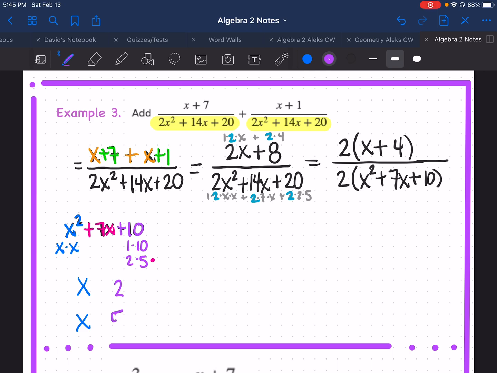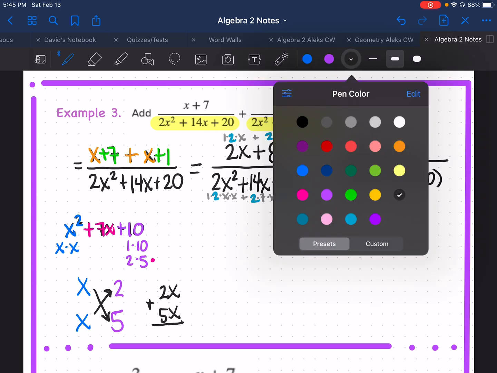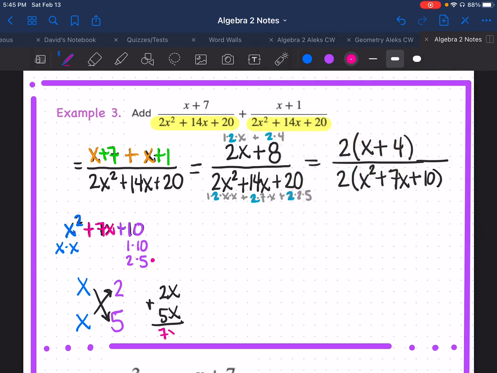It would factor into 2 and 5. And 2x from this multiplication plus 5x from that multiplication is going to give you the 7x that you need to factor. Everything is positive, so you would have x squared, you would have x plus 2 times x plus 5, okay?